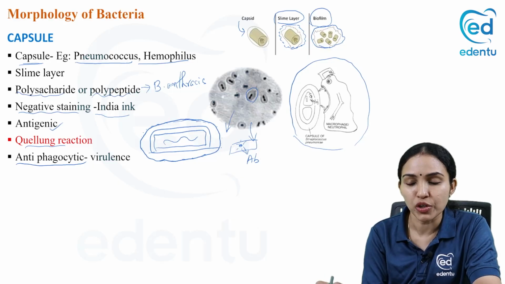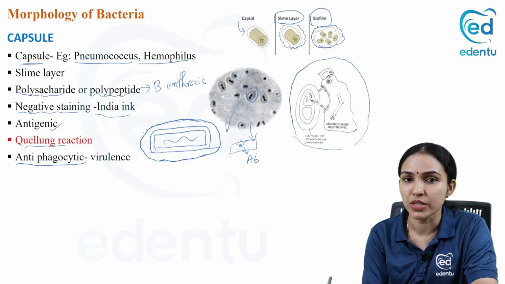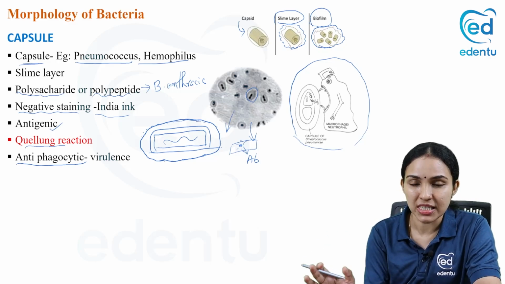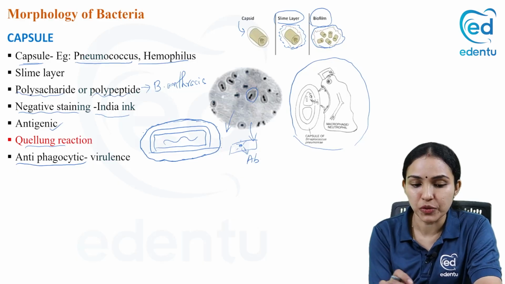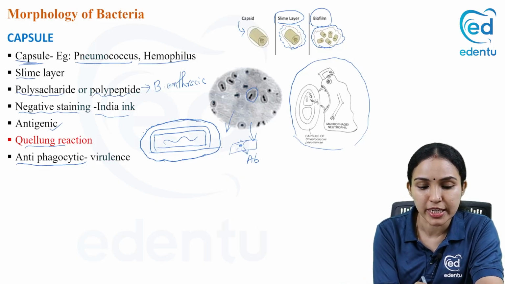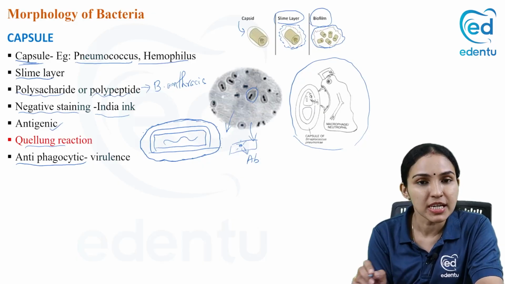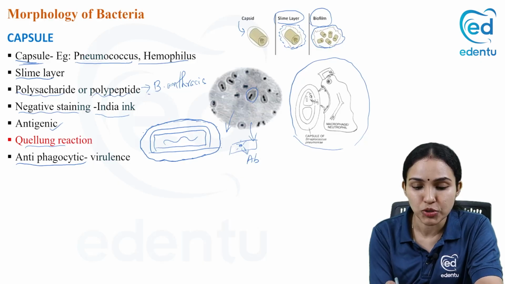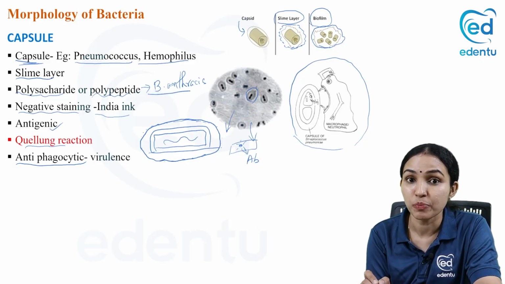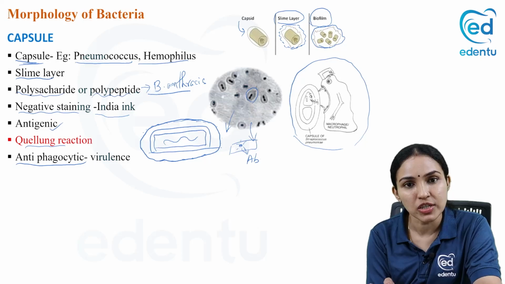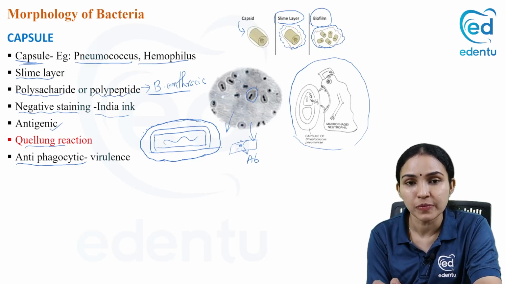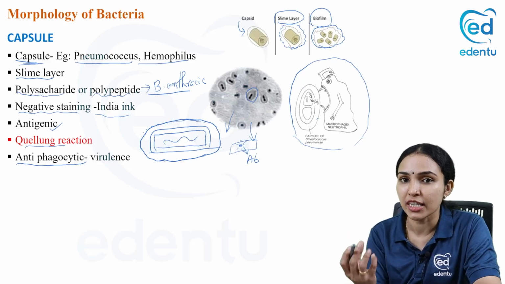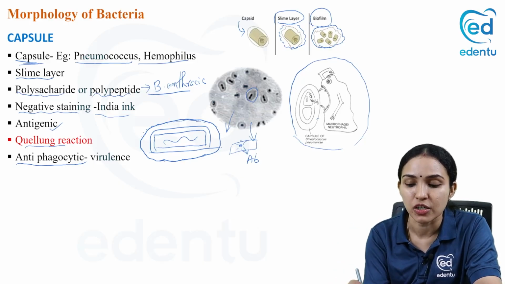Regarding the capsule, what I want you to remember, because it's a 2-mark question asked in previous year university questions: the capsule is a viscid material surrounding the cell wall. If it is well demarcated, you call it a capsule. If it's very loose, you call it a slime layer. Remember the examples of capsulated bacteria, and most are composed of polysaccharide. The only exception is Bacillus anthracis, which has a polypeptide capsule. How will you demonstrate the capsule? By negative staining and the Quellung reaction. And what is the importance of the capsule? Please remember this figure, you won't forget. A phagocyte cannot engulf a bacteria when that bacteria has a capsule.